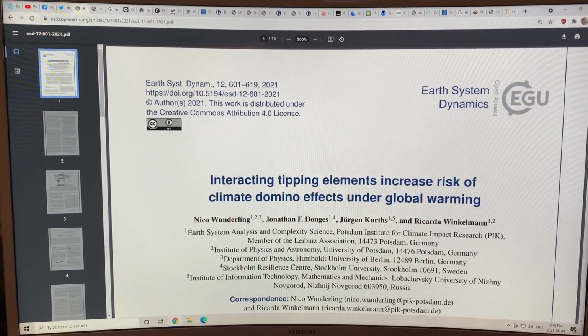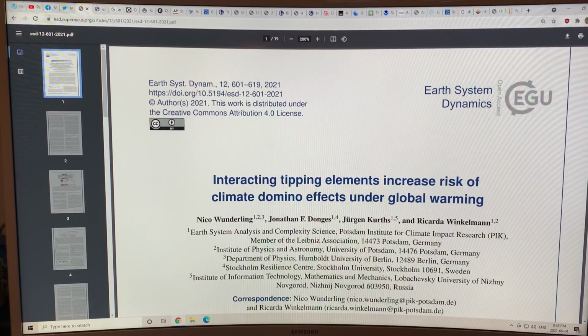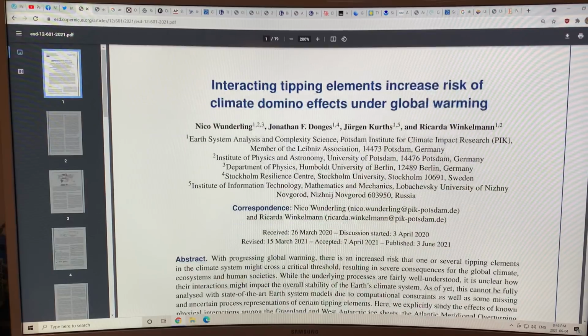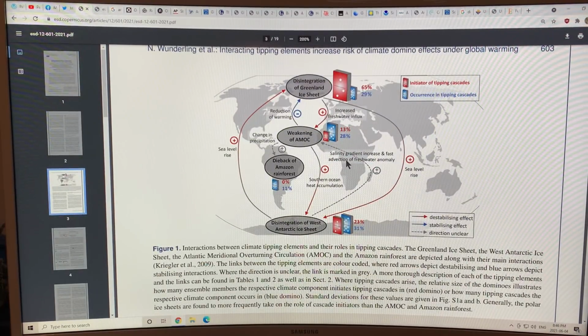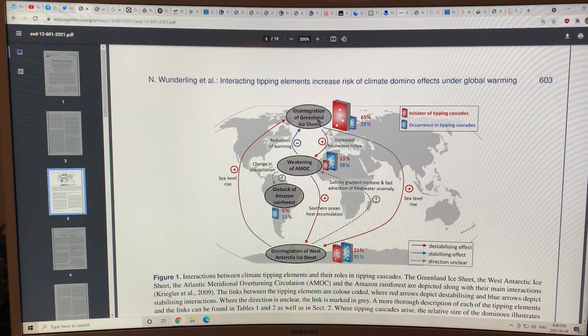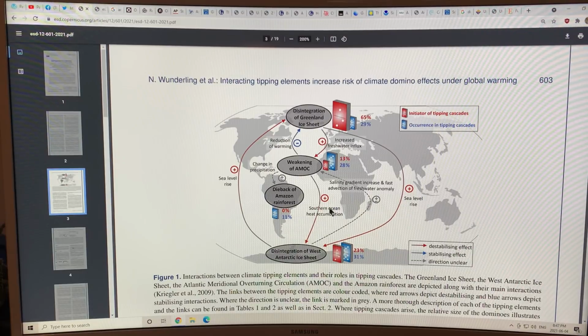I highly recommend that you Google the title and have a look at it yourself. It's open source. So I was talking about the connections. They look at four main tipping points: disintegration of the Greenland ice sheet, weakening of the AMOC, the Atlantic Meridional Overturning Circulation, the ocean currents, the dieback of the Amazon rainforest, and the disintegration of the West Antarctic ice sheet. And they look at the connections, the time frames over which this would occur, and the strength of the temperature that would be required in order to initiate the tipping.